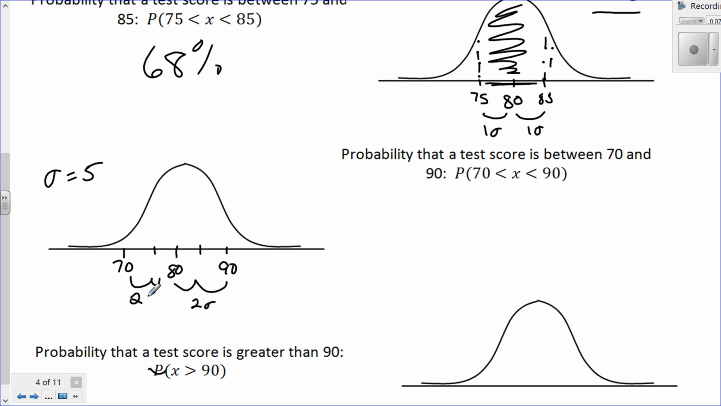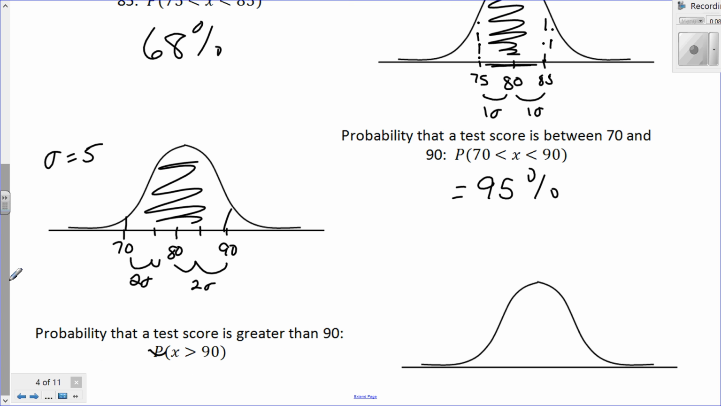below 80. So if I'm interested in the probability of test scores between 70 and 90, means somewhere along this interval on the number line, that probability is represented by the area under the curve between the 70 and 90 line. And going by my rules of thumb, I know 95% of the values lie within 2 standard deviations of the mean, and 70 and 90 are within 2 standard deviations of the mean, so this probability is 95%. So there's a 95% chance that a test score is going to be between 70 and 90 on this particular test.